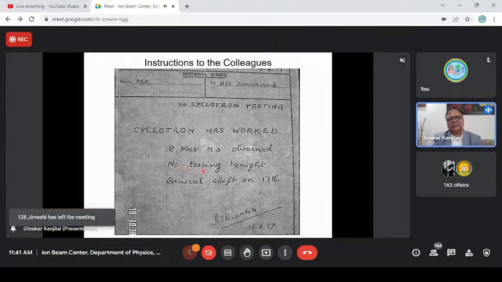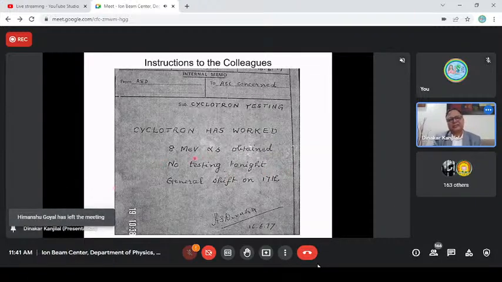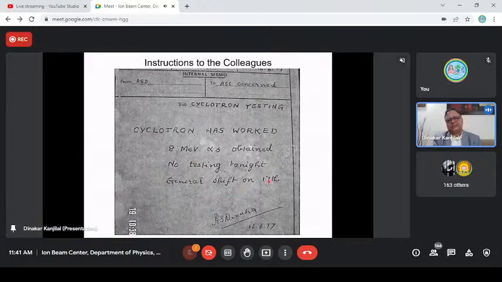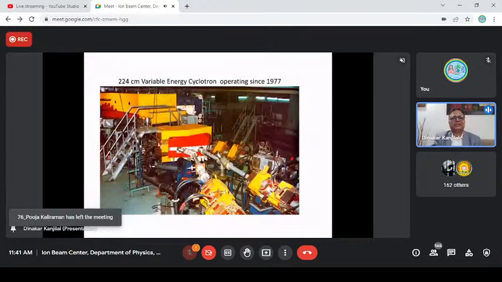So he beautifully wrote, no testing tonight. Yes, that was a holiday for the night, at least for the people who were working day and night, and the general shift is declared on the next day. So that is how historically things happen.